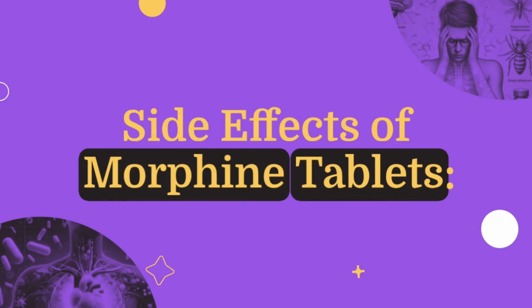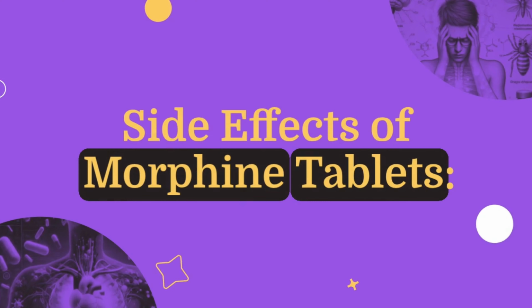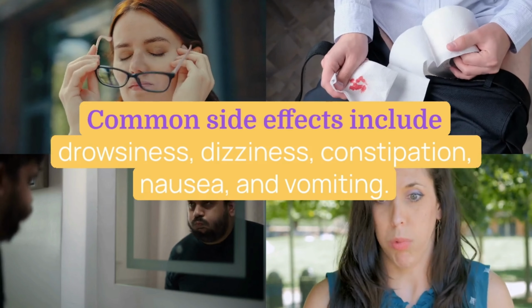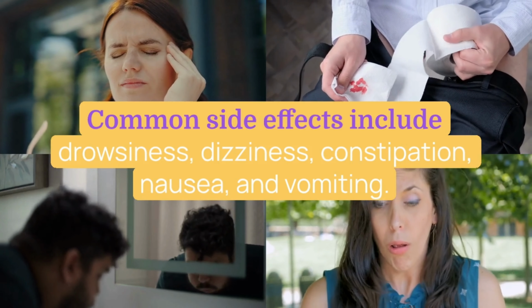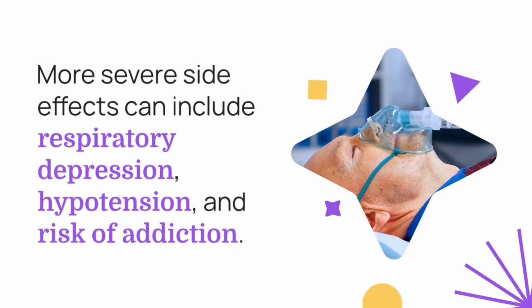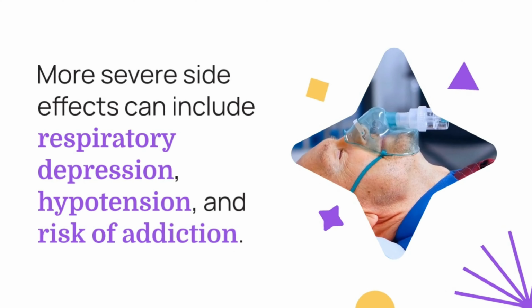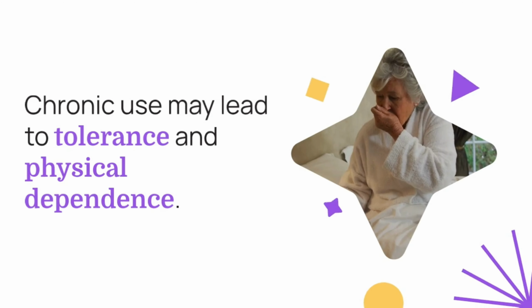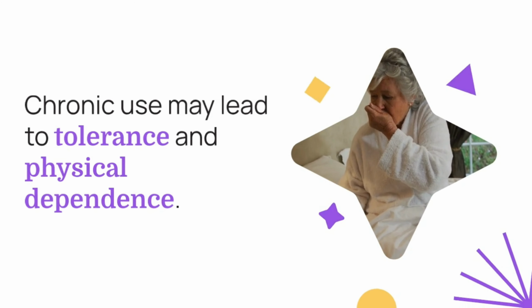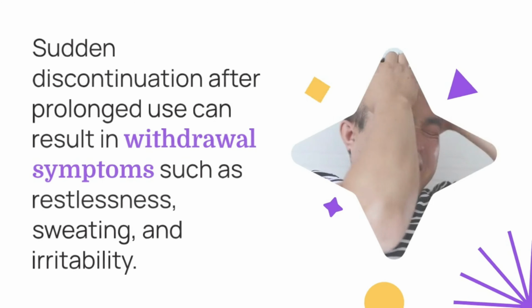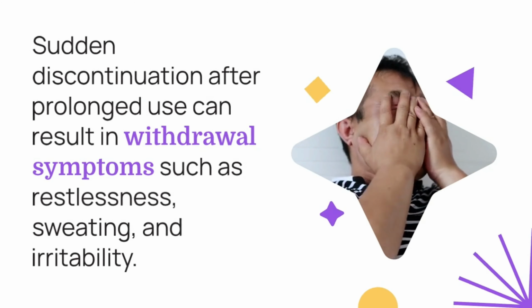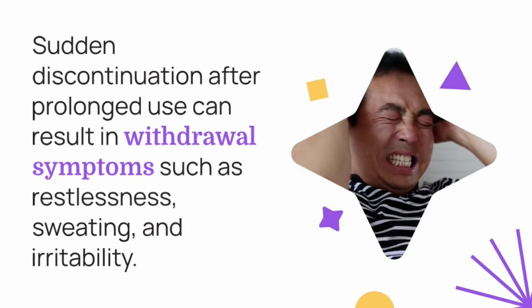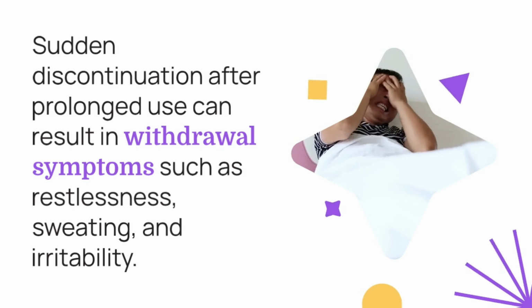Next, side effects of morphine tablets. Common side effects include drowsiness, dizziness, constipation, nausea, and vomiting. More severe side effects can include respiratory depression, hypotension, and risk of addiction. Chronic use may lead to tolerance and physical dependence. Sudden discontinuation after prolonged use can result in withdrawal symptoms such as restlessness, sweating, and irritability.